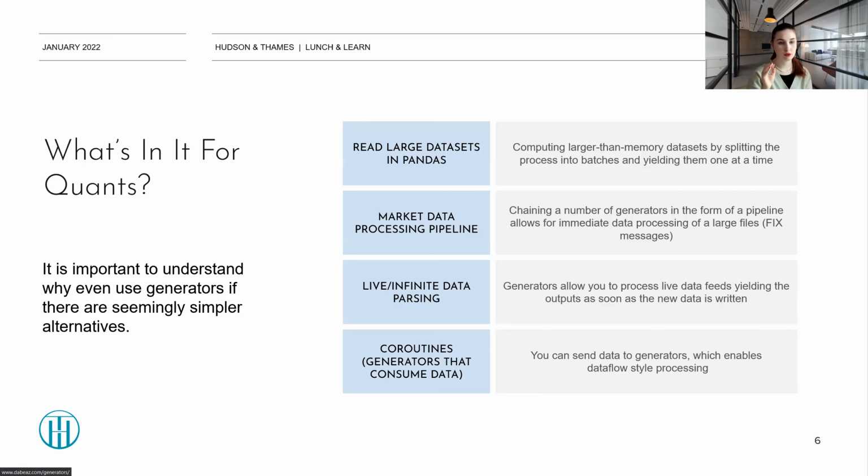First, we have reading large data sets in Pandas. I'm 100% sure that almost each and every one of you has tried to upload a large file through the read CSV function in Pandas and has met a wonderful memory error as the computer failed to process this big file all at once, and it doesn't have as much immediate memory as we wanted it to. So computing larger-than-memory data sets is now possible by splitting the process into batches and yielding them one at a time. This way, you don't have to hold everything in your memory at the same time.